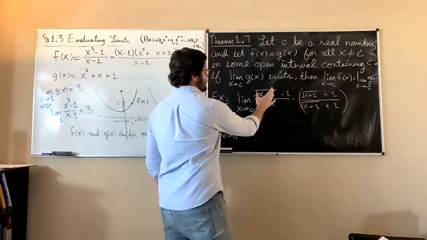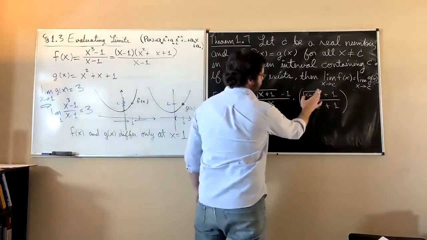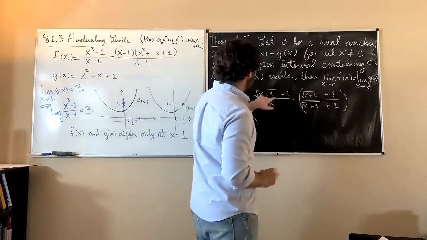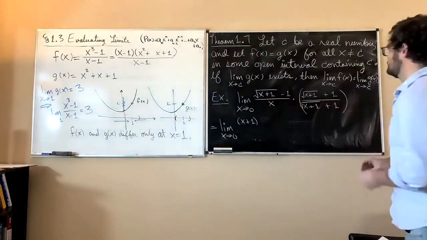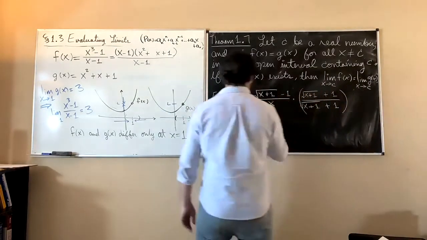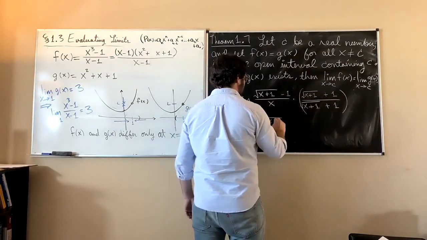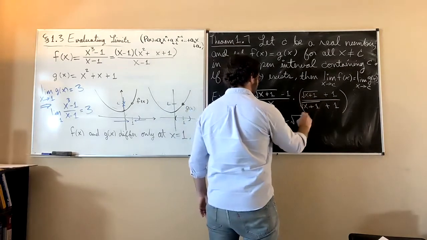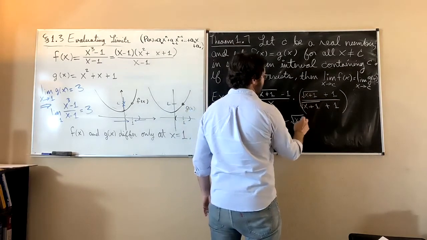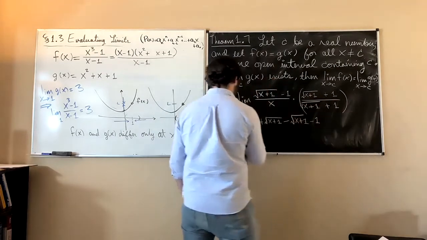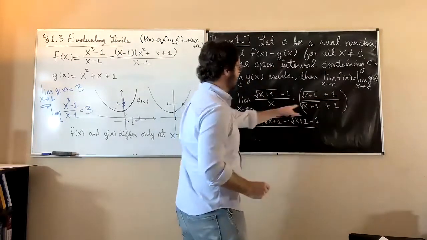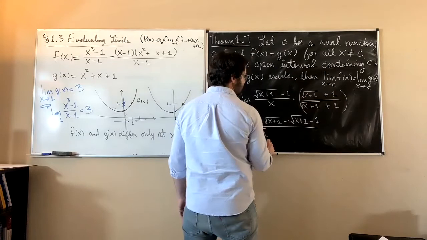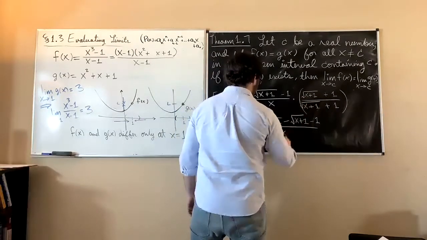let's work this out. Square root of x plus 1 times square root of x plus 1 is just x plus 1. Square root of x plus 1 times 1, which is plus root x plus 1. Then minus 1 times that is just minus root x plus 1. And then we get a minus 1 at the bottom. And then here we get x root x plus 1 plus x.